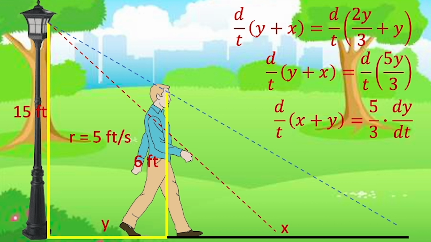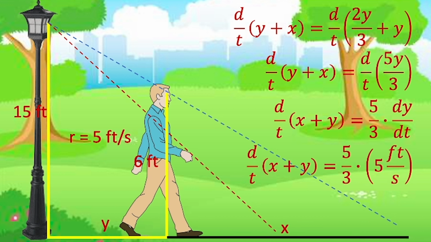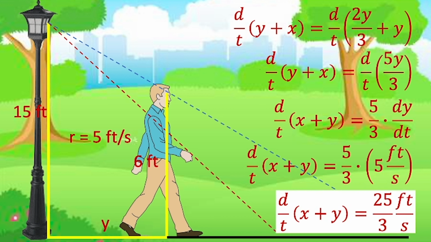From the given, we know the value of dy/dt is equivalent to 5 feet per second. And now we can get the final answer of 25 over 3 feet per second, and that is the speed of the tip of the shadow as the man walks on a straight path away from the lamp.